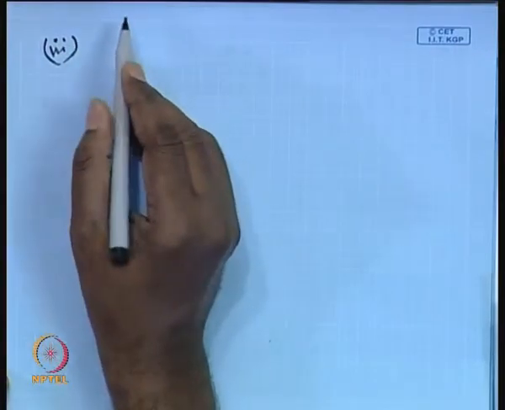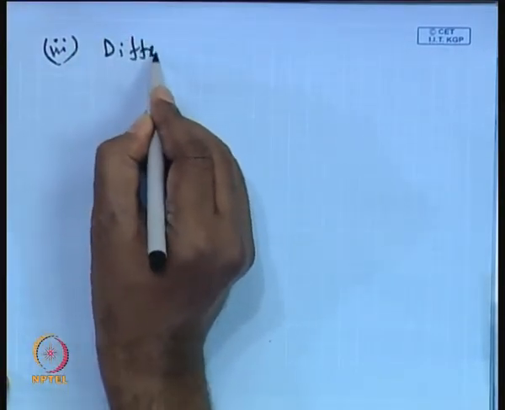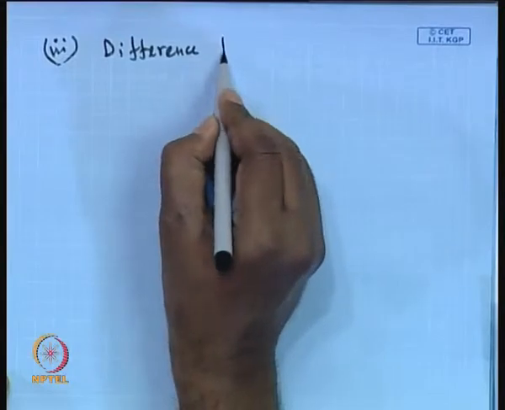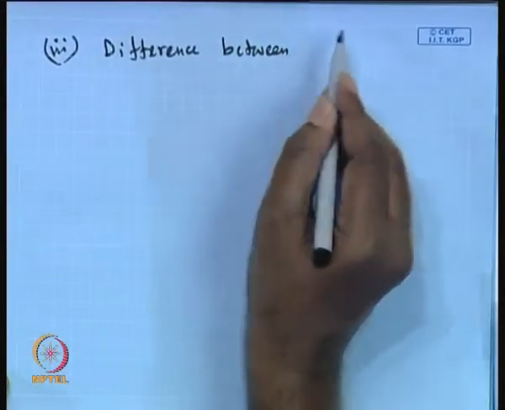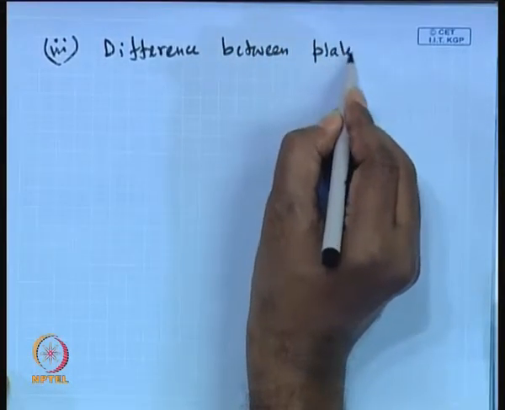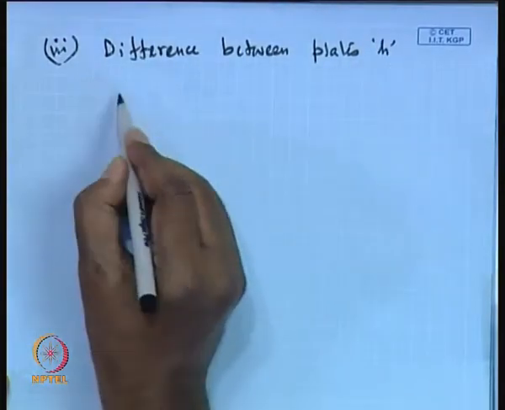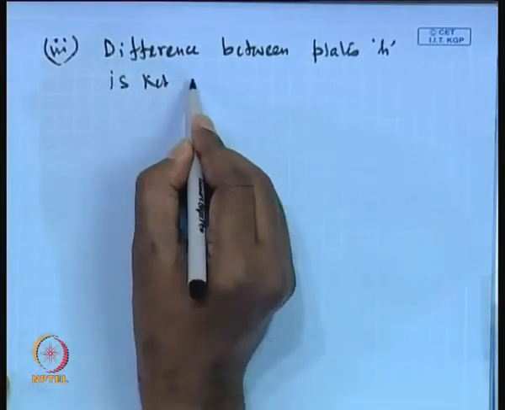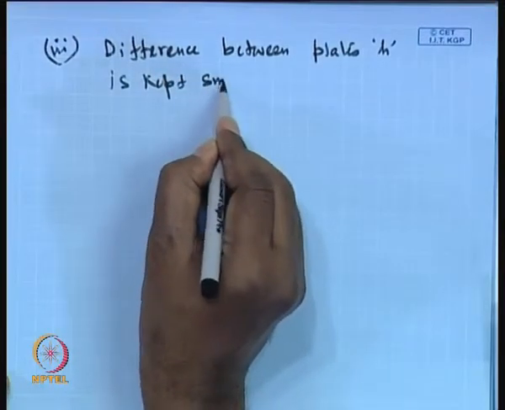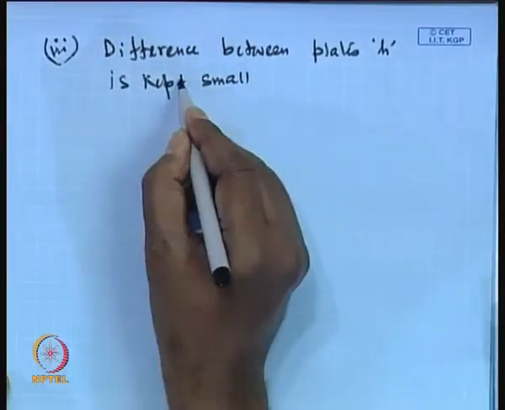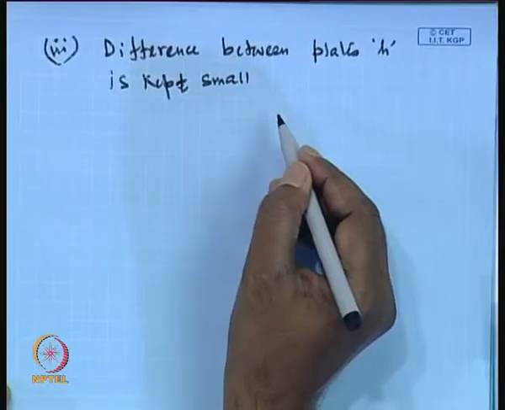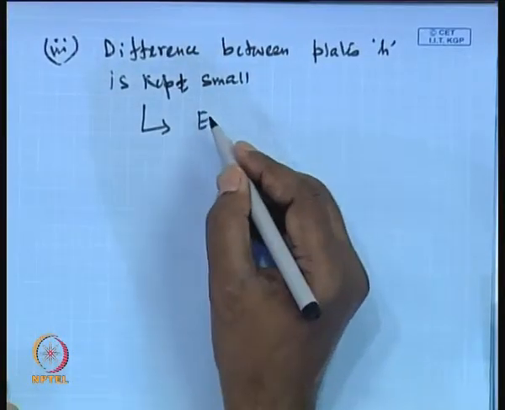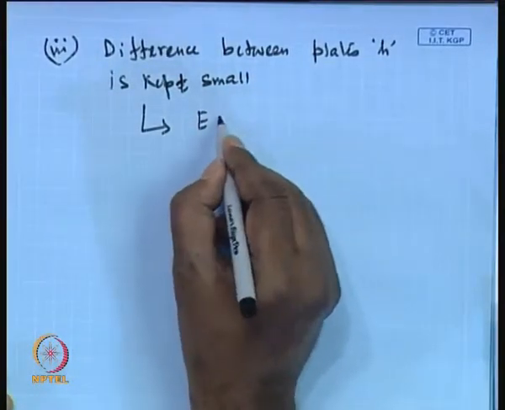Okay. The third method generally used is that the difference between plates, H, is kept small. Okay. So, if this difference is kept small, then the natural circulation because of natural convection can be prevented to some extent. So, therefore, electrophoresis is conducted in small tube or gel or membrane.